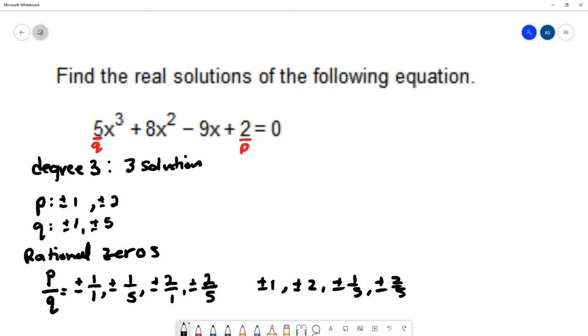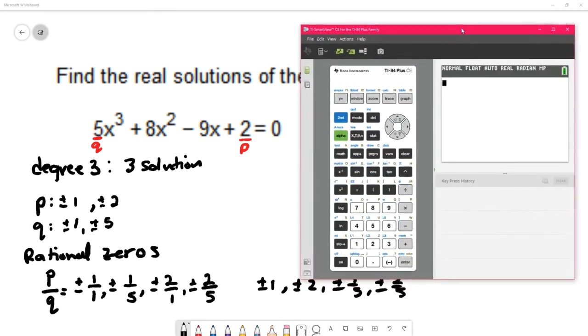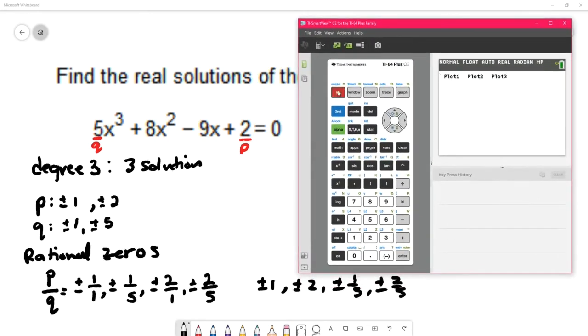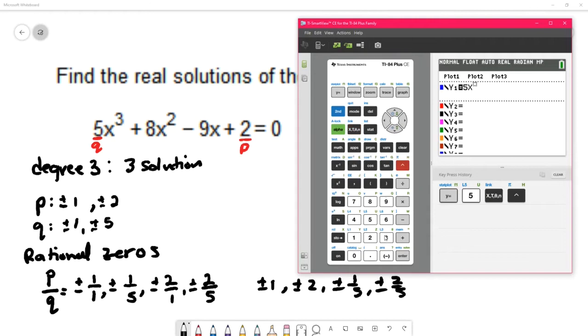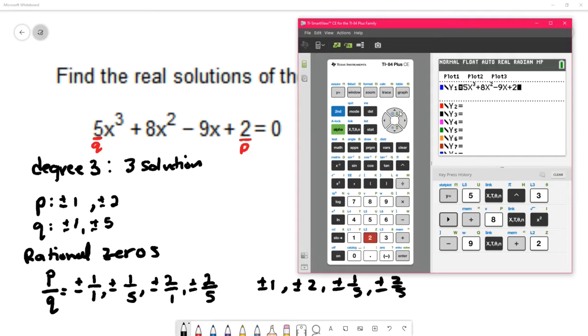So I can test out which one of these is true using my calculator. So we can bring my calculator in. And in the y equals menu, I'll put our equation: 5x cubed plus 8x squared minus 9x plus 2. And I'm going to use the table to help me do this. You don't have to use the table, but that's what I like using.